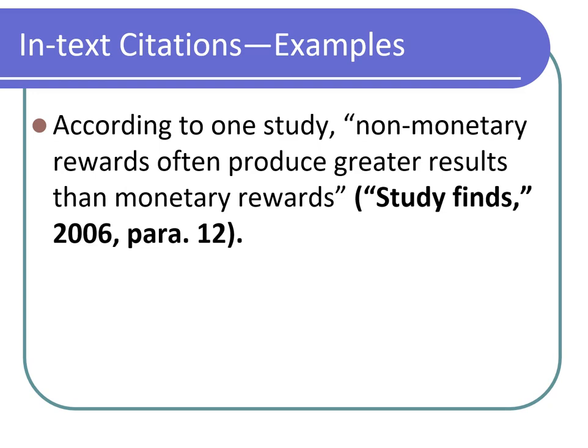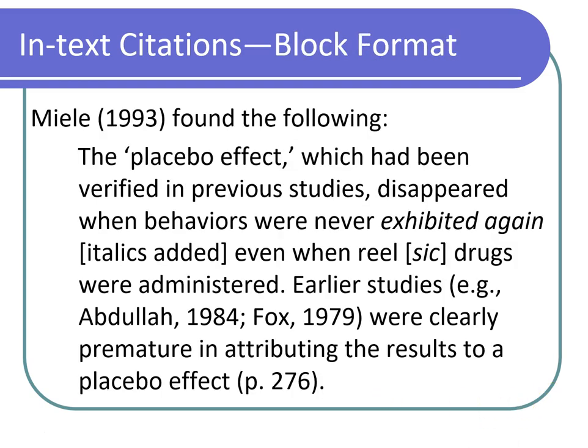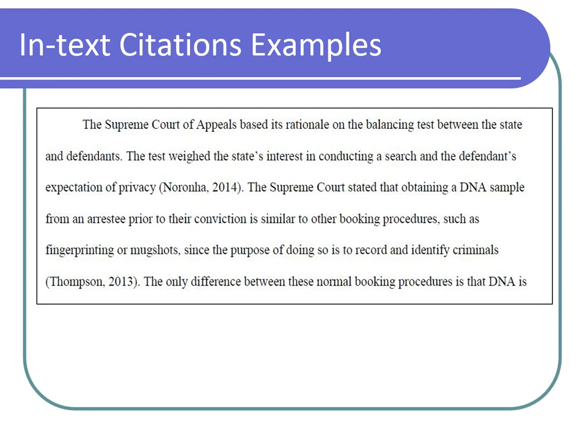And then finally, one more example: according to one study, quote, non-monetary rewards often produce greater results than monetary rewards. And this is where the information was found. So those are some examples of in-text citations. Let me give you just a couple more, and then we'll move through. Actually, I won't read these. I'll just show them to you so you can look at some different types of in-text citations as we go through here.